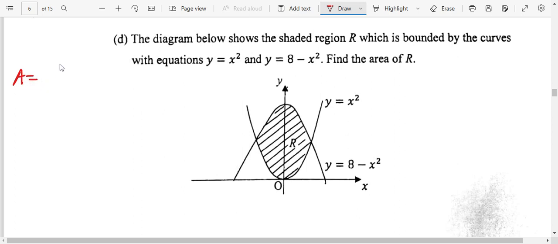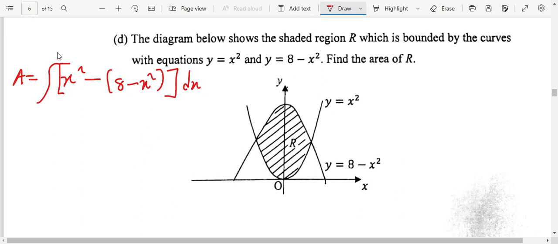So the area is going to be given as the integral of the equation which has got a maximum, which is x squared, minus the equation that has got a minimum, that is 8 minus x squared. Okay, and then we are going to say dx. Like every time you are differentiating, I mean integrating, you need to show with respect to what you are integrating. That is with respect to x. That's why I've put dx.